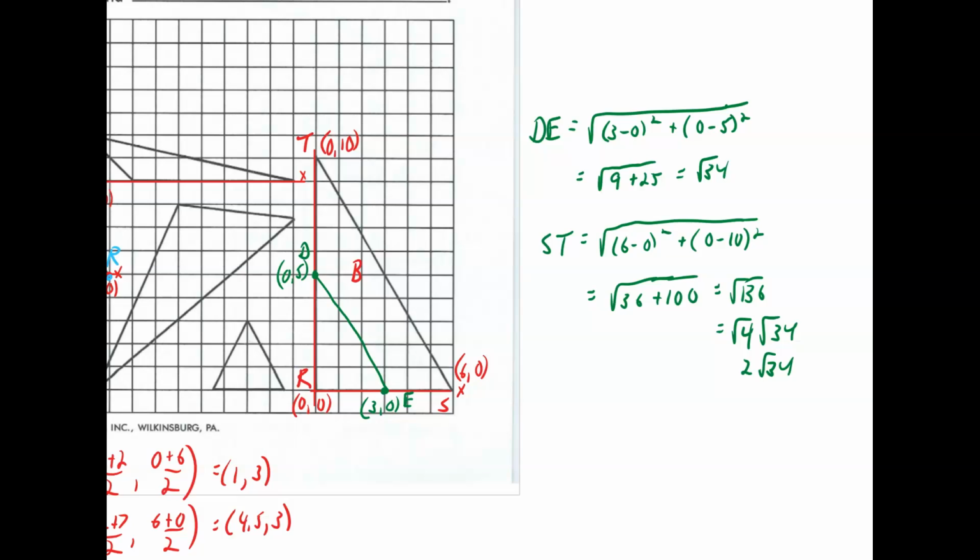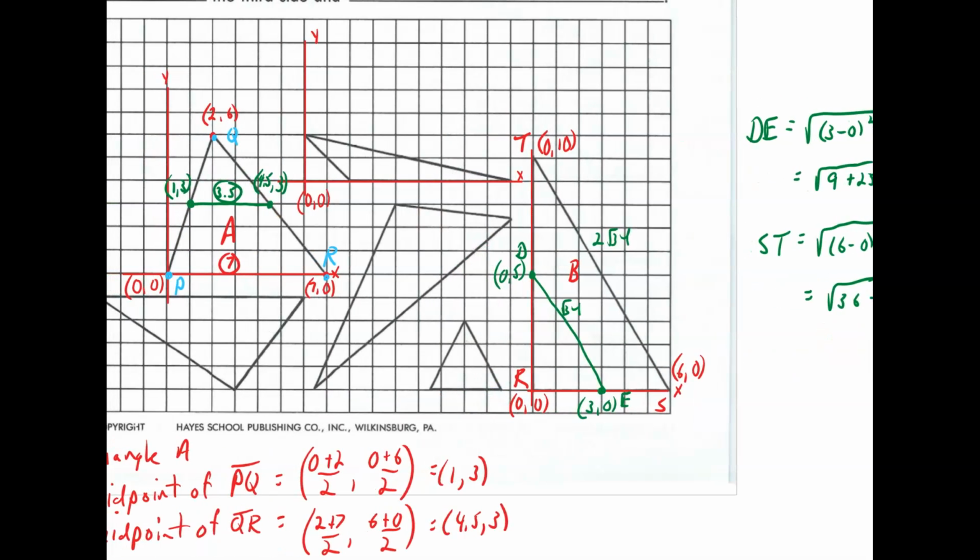Well, let's look at these two. Let's look at the length of the midsegment. That is the square root of 34. And the length of the third side of the triangle, that's 2 times the square root of 34. In fact, it's twice as long. Okay? So here, the segment that was the third side was 7, and the midsegment was 3.5, also twice as long.